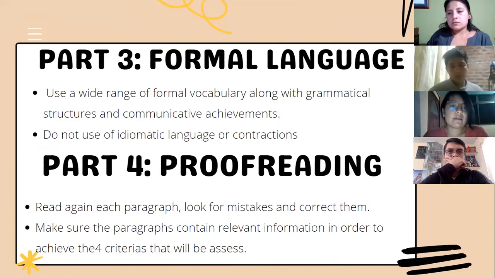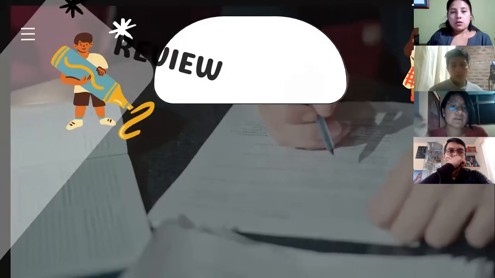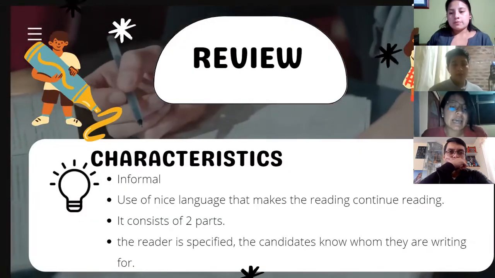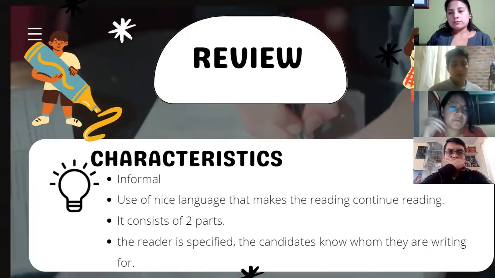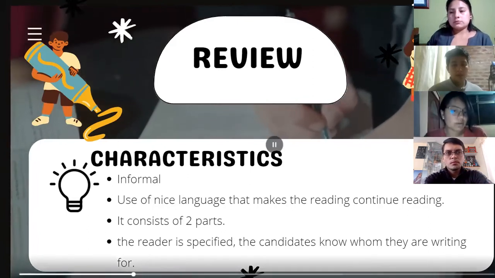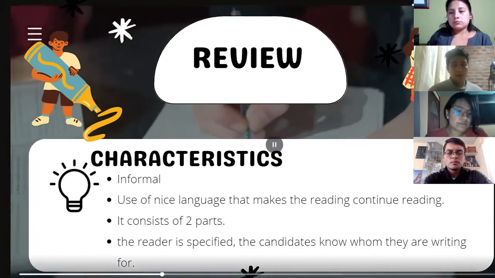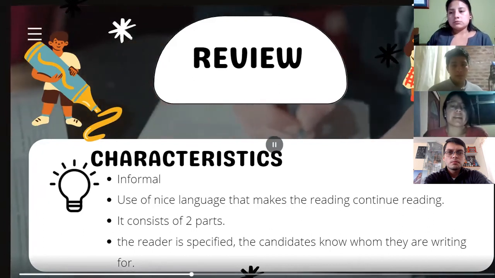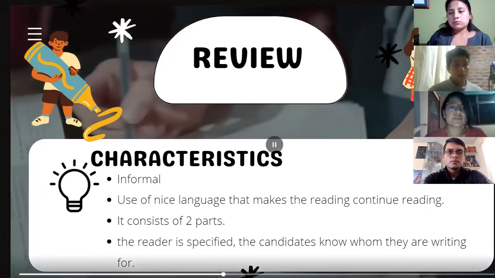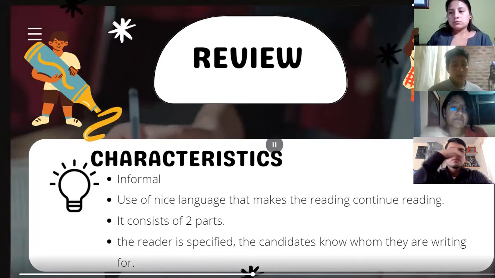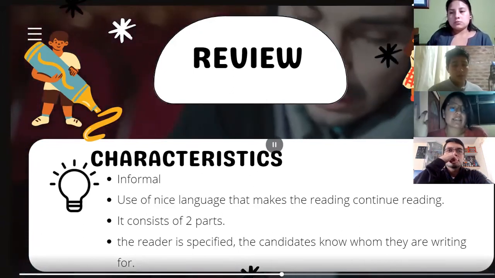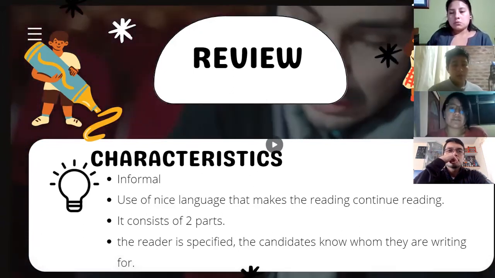And finally, we have the second example, which is going to be the review. The review is a very informal document. So in this part, the language could be informal too. We can use contractions or idiomatic expressions that are going to help the reader to be engaged. The reader is very specified, so it's going to help us a lot.